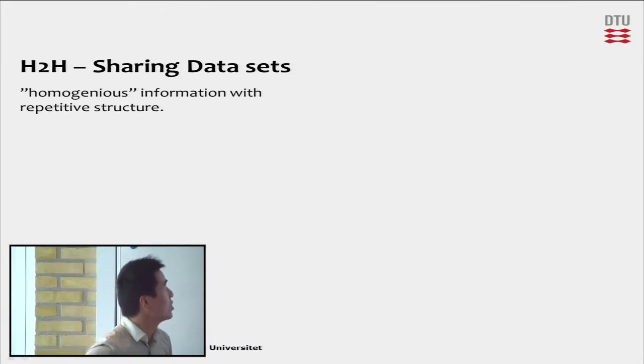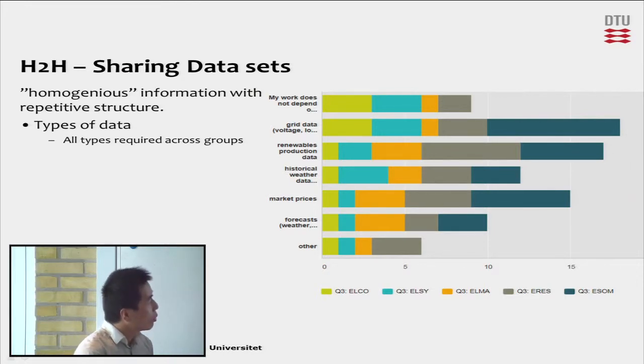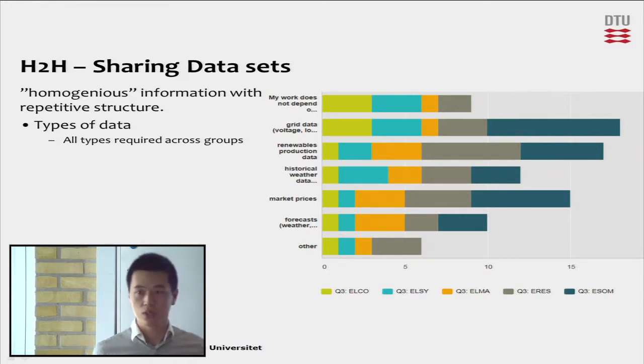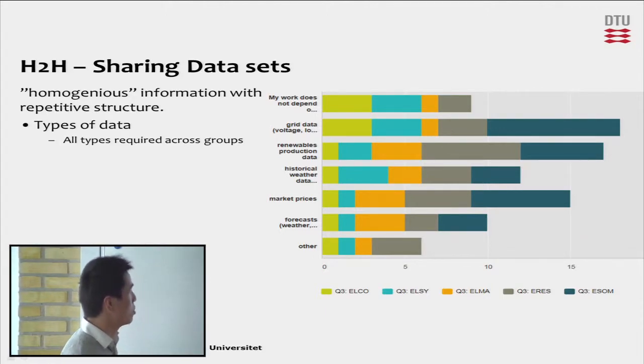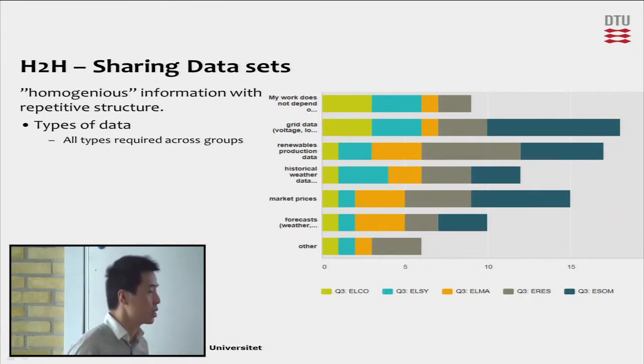Okay, regarding data. Data is actually homogeneous, structured, semi-structured, and with repetitive structure. We first tried to see what kind of data is used in different groups. We found that, as we can see on the right, all types of data are required across groups. Those include grid data, including voltage and load information, renewable production data, and also weather data. This kind of data is required by all the groups.